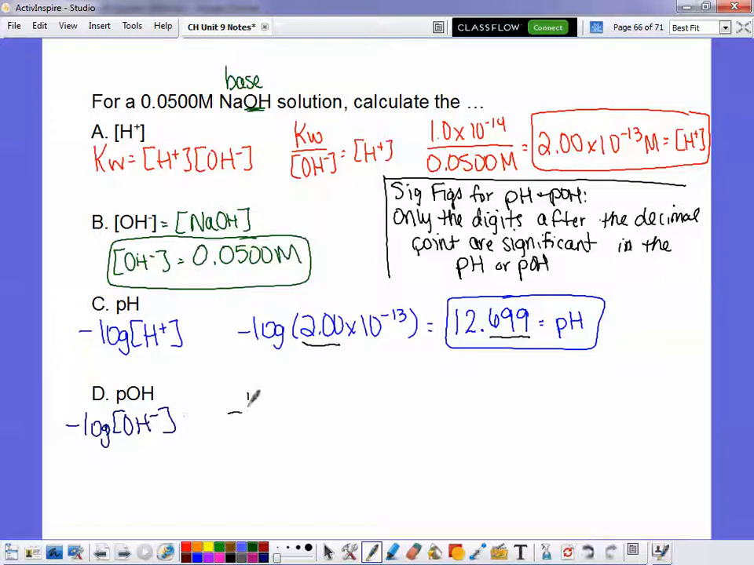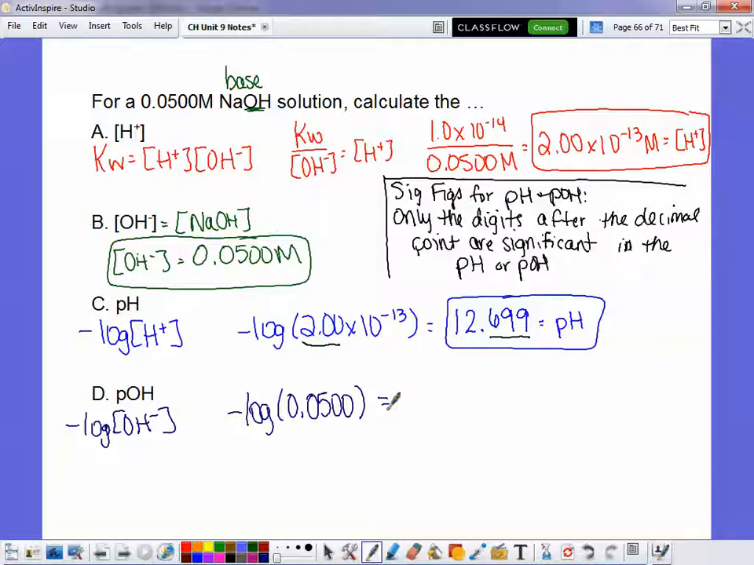So negative log, my OH minus is 0.0500. How many sig figs is that? 3, because that's normal sig fig rules. It's when we convert it to the pOH that we have to worry about only having 3 digits after the decimal. Okay?